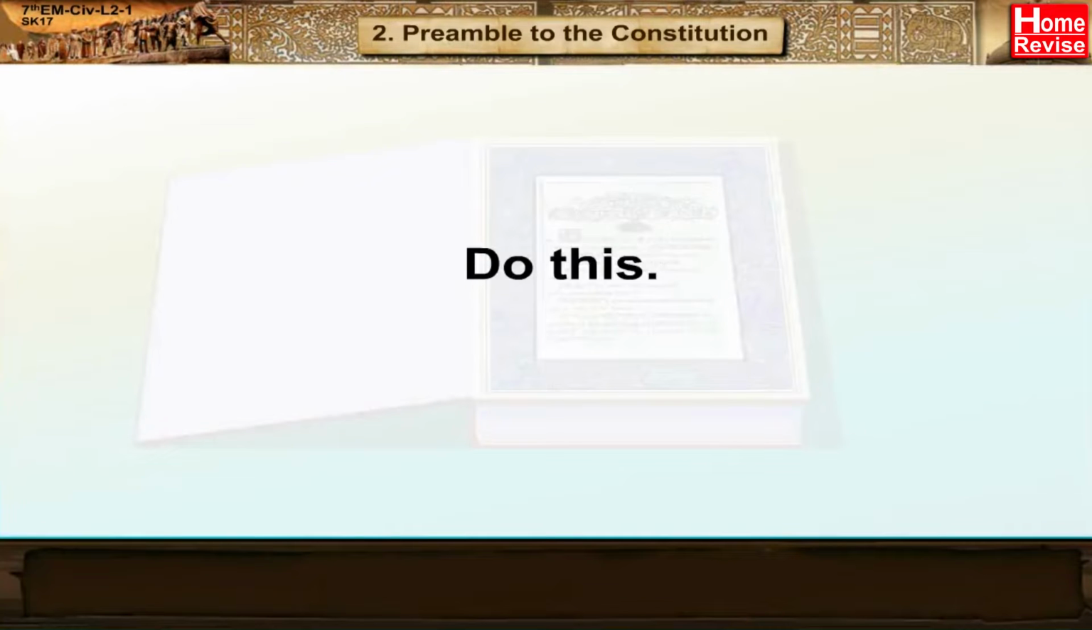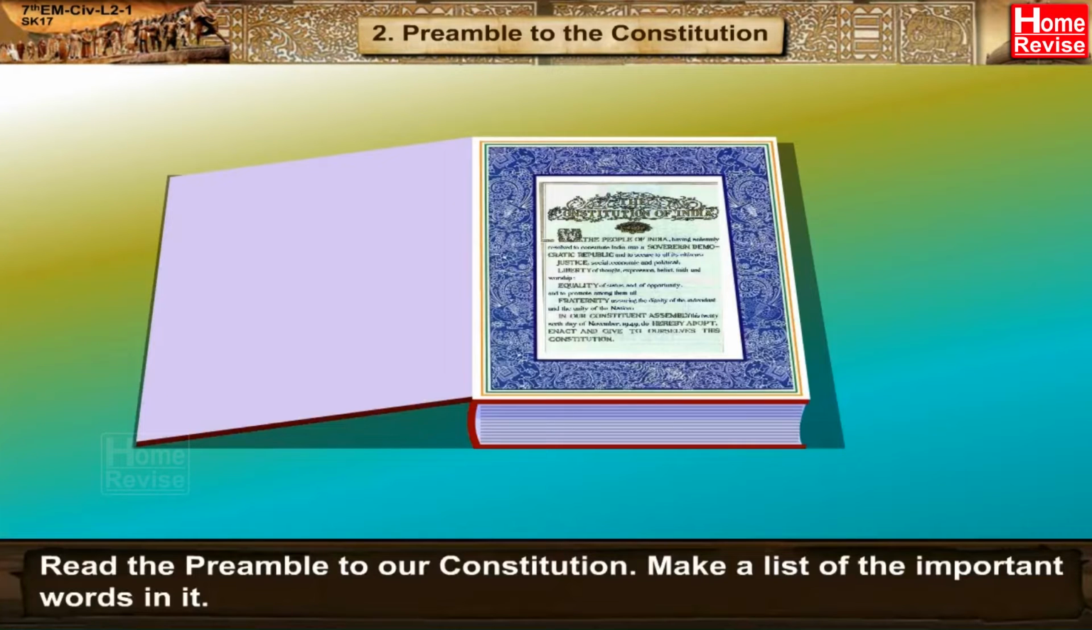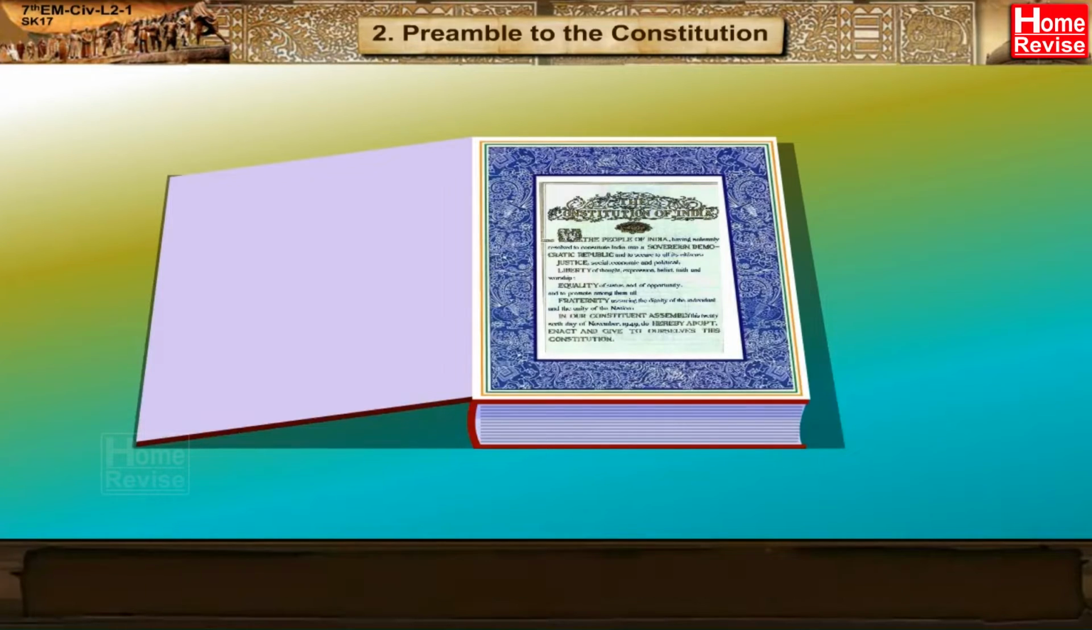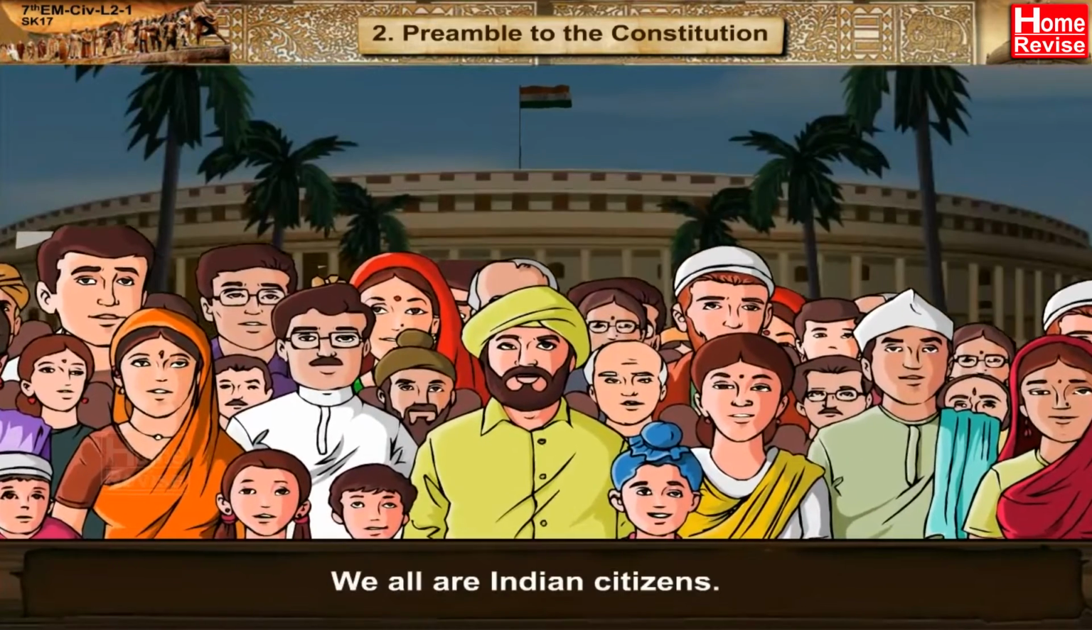Do this. Read the Preamble to our Constitution. Make a list of the important words in it. Where else do you come across these words? Students will try to get the answers to these questions with the help of your teacher and by discussing with your friends. We all are Indian citizens.